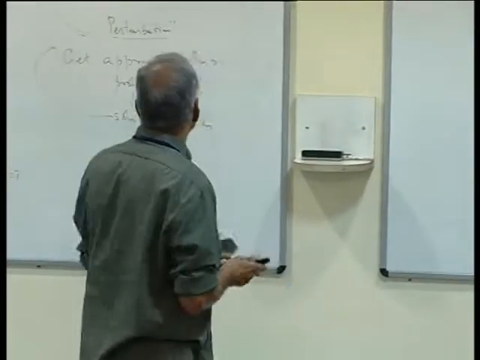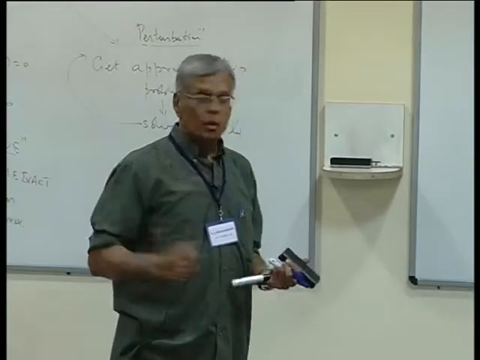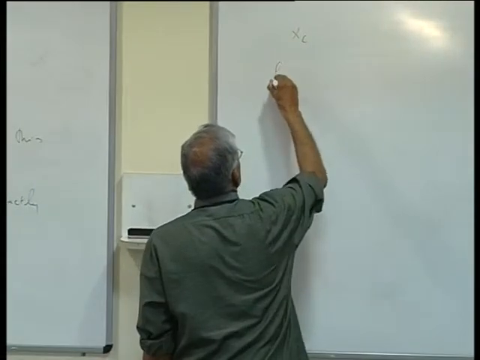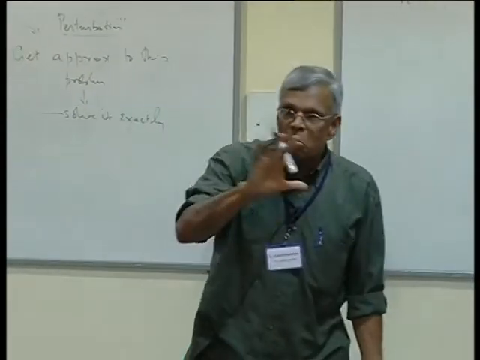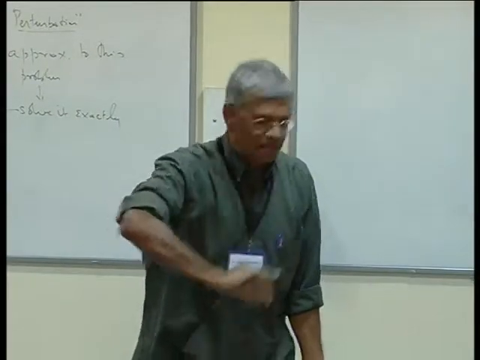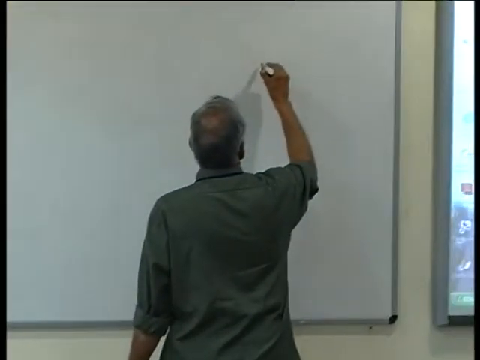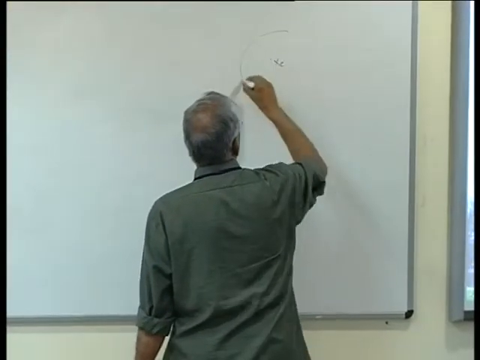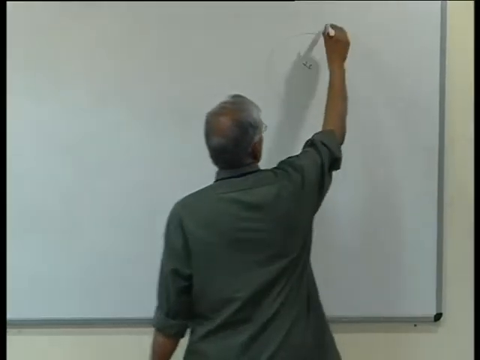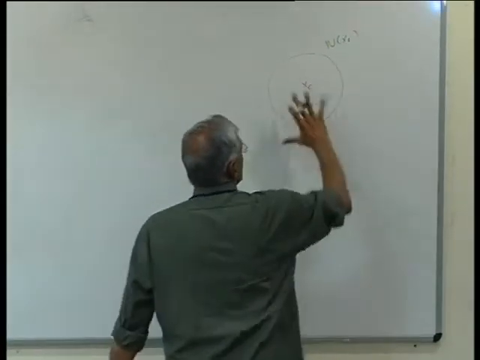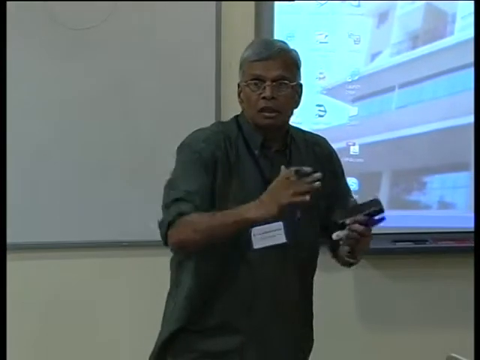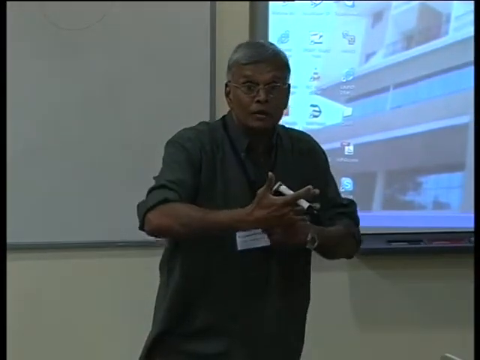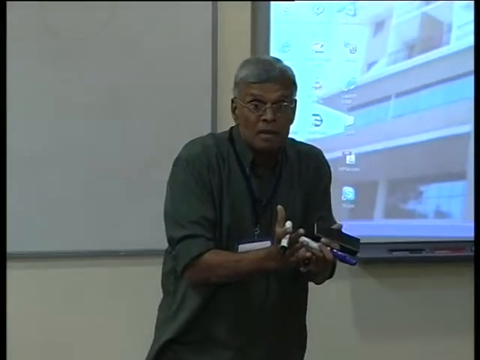So how does this perturbation technique, or approximation technique, work? I'm going to represent my function h of x in a Taylor series expansion in a small neighborhood around xc. So this is xc. There is a small neighborhood in the state space. Let us assume this is N of xc, the neighborhood of that. Within this space, I'm going to represent my function h of x by a linear function. I could approximate by a linear function. I could approximate by a quadratic function.